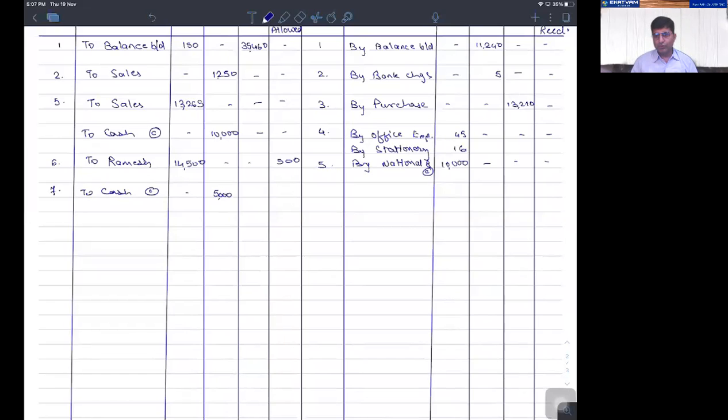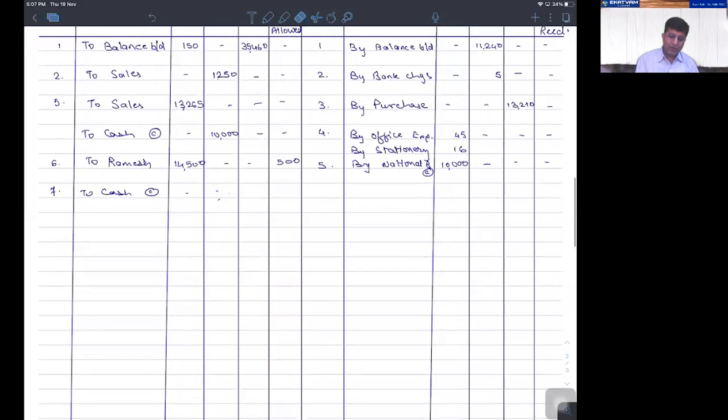We won't post cash amount after deducting discount amount. Janvi, the transaction is given to us as what? Received cash of 14,500. So discount is in addition to 14,500 and not from 14,500.